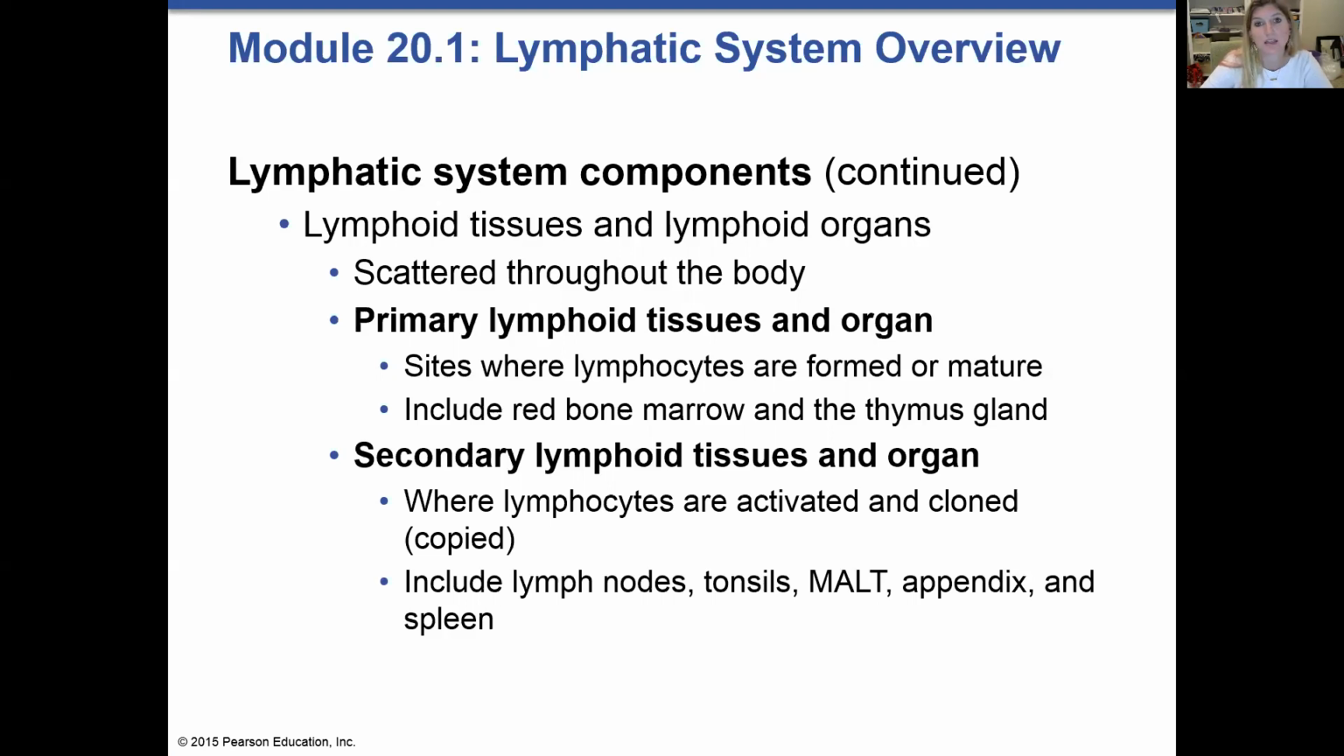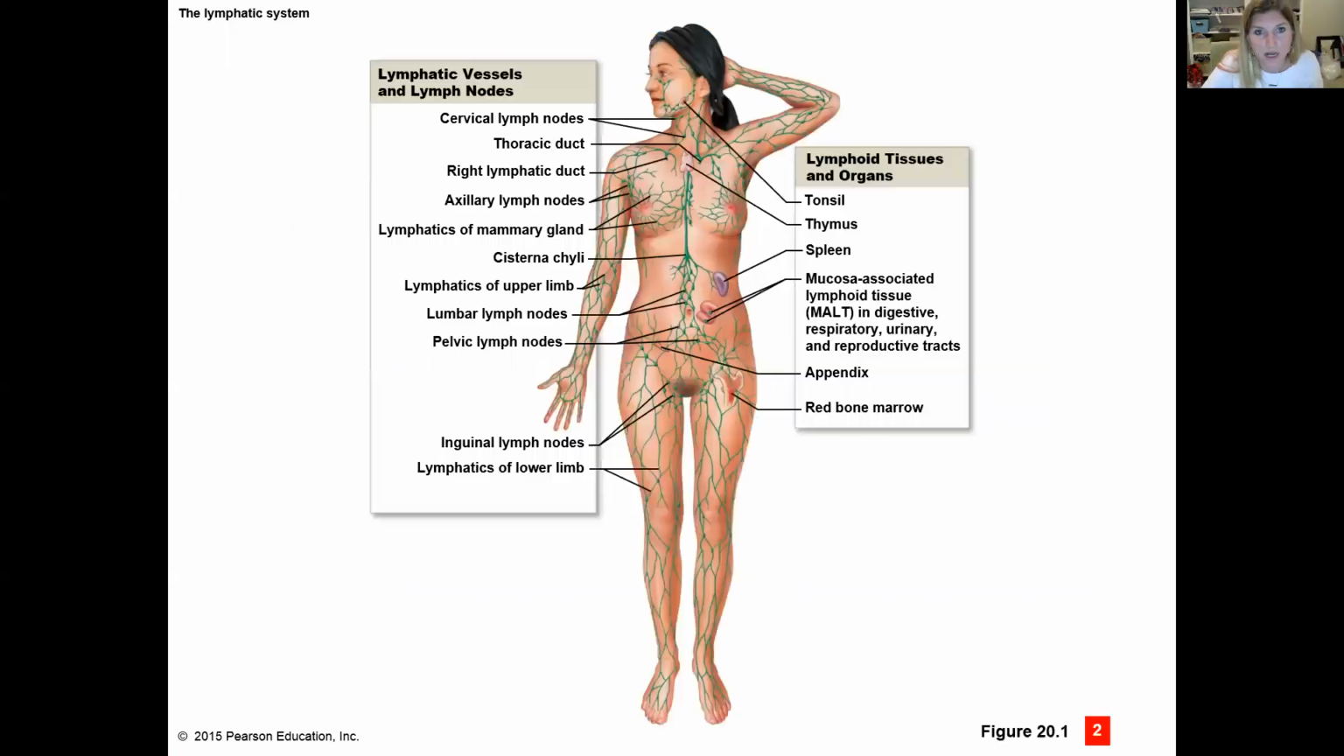These would be places like the lymph nodes, the tonsils, and MALT, which stands for mucosa-associated lymphoid tissue. This is the special lymph tissue that's in our mucosal linings, like within our mouth and all of the external mucous membranes, right? The appendix and spleen are also secondary lymphoid tissues. They're places where lymphocytes become active and where lymphocytes can be copied.